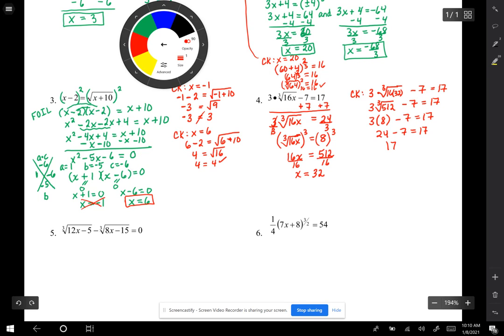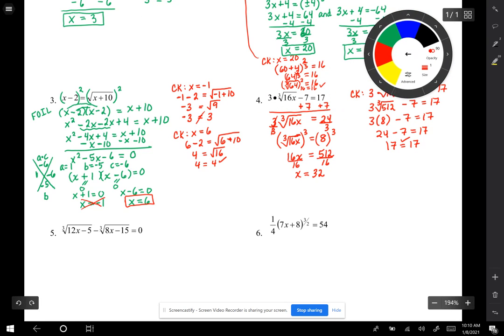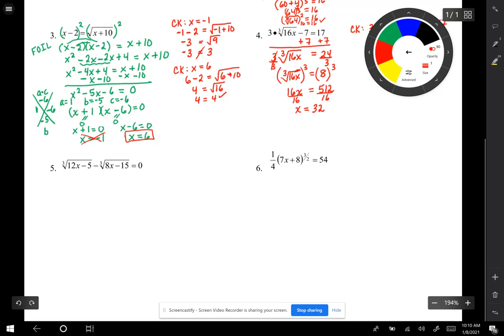Now, do you have to check every problem? Not if you're very careful and you do your work very nicely, but you must check the ones with 2 solutions. You just must, because you don't know which one's going to be extraneous and which one's going to be the actual solution, or if both of them will be solutions. Let's do number 5. And number 5, we won't check, or number 6, if there's only one answer.